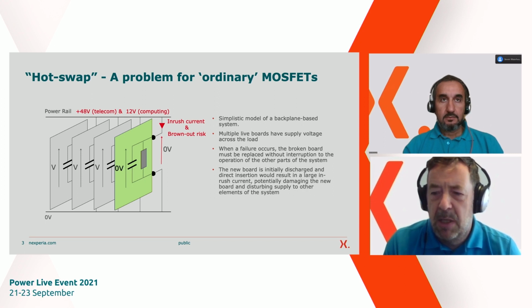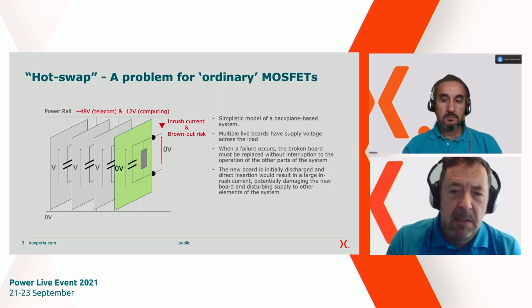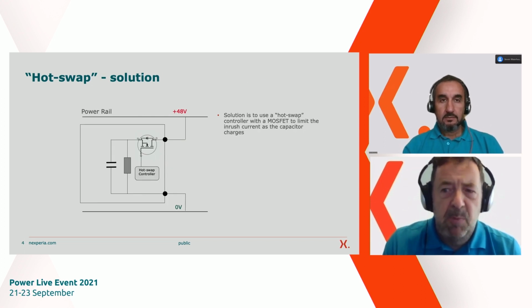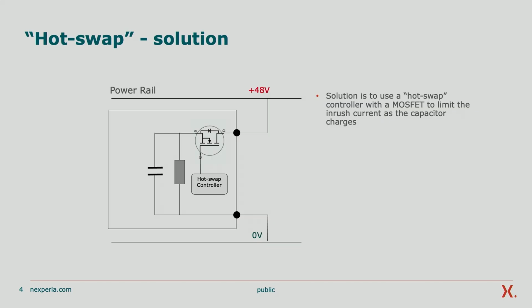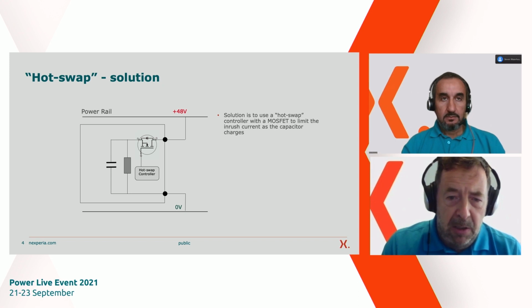And to do that, we would normally rely on a MOSFET. So the solution for this type of application is a hot swap controller with a power MOSFET, and this limits the inrush current as the capacitances on the board charge. You can see there's a schematic on the page with the controller and the MOSFET in question. For this, we've just simplified with a 48-volt power rail.